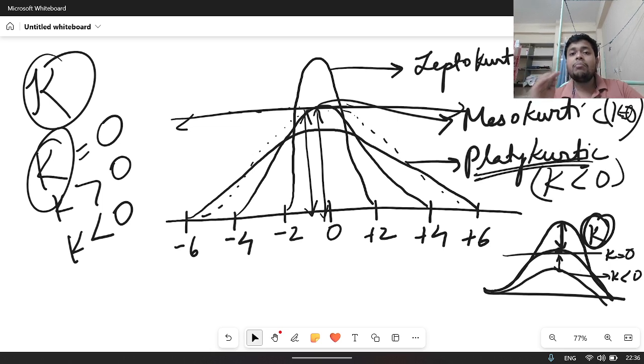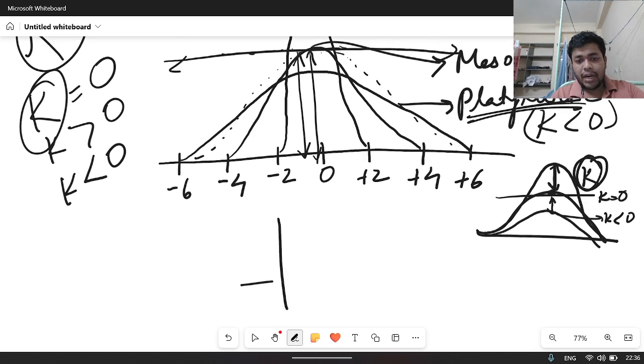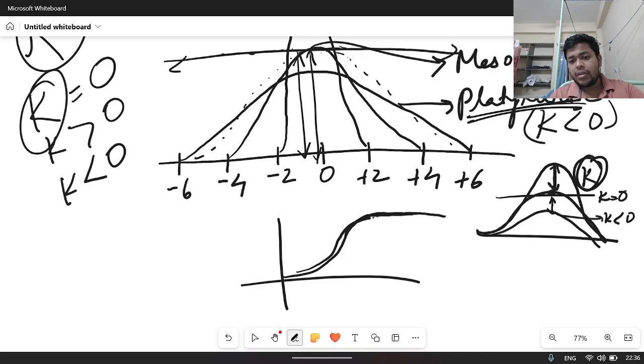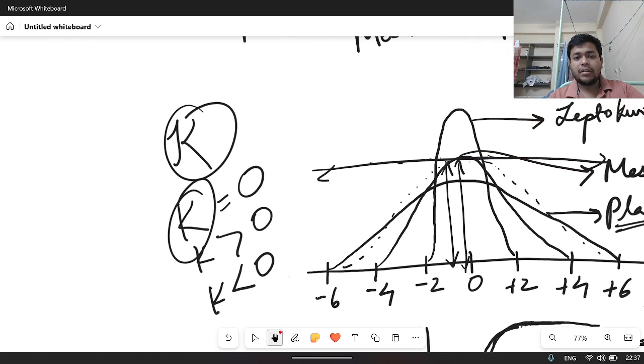The word platykurtic comes from plateau. Plateau means what? It's like a mountain, okay, a mountain going like this, and it becomes like this, suppose. If there is a mountain, its steepness decreases and it becomes a sort of plain structure, a plateau. So from there the word is derived, platykurtic.